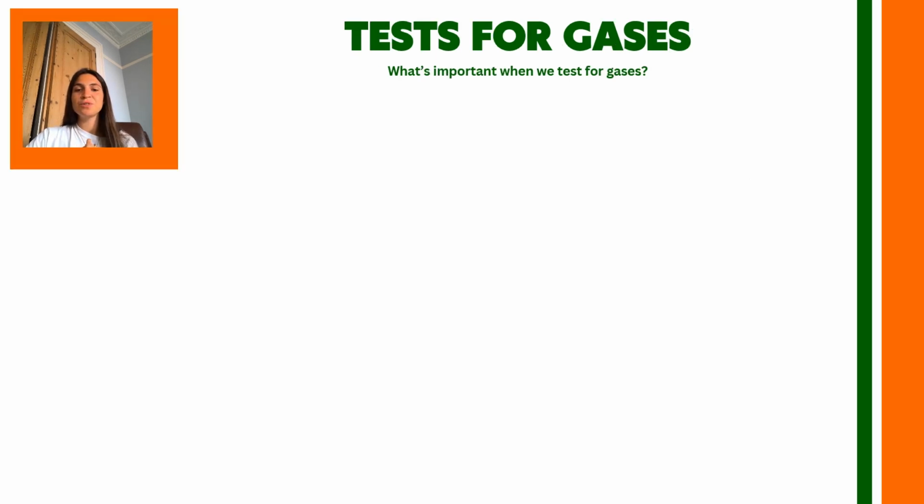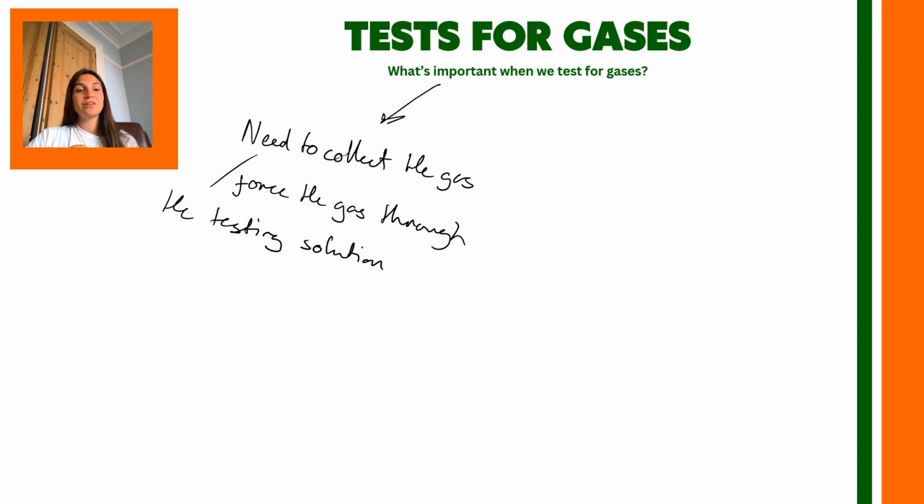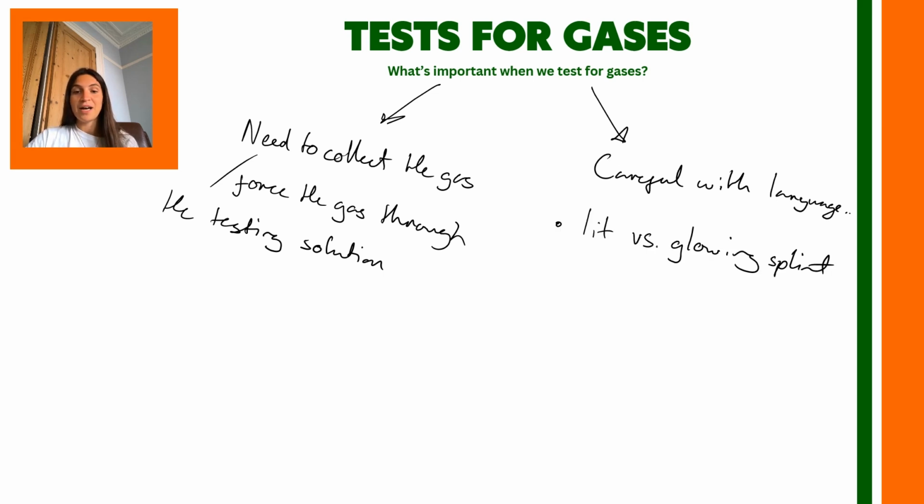Test for gases. What's important when we test for gases? Well, you need to collect the gas, or you need to force the gas through the testing solution, and you need to be careful with your language testing for gases. So when you're talking about something being lit versus a glowing splint, remember your glowing splint relighting is that test for oxygen. Also, your test for chlorine, for example, where you use damp, okay, and you must say damp. So for chlorine, where you use that damp blue litmus paper.